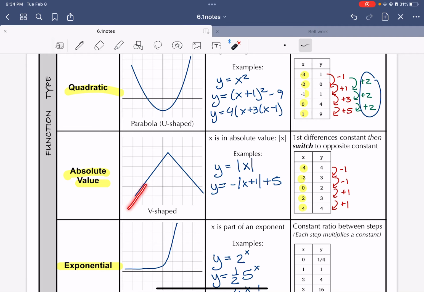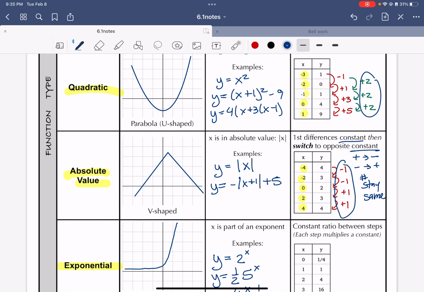And so that's what's going to happen with our absolute value. It's going to be constant one way, and then all of a sudden switch and be the same constant going the other direction. So that's how you know it's absolute value. You're going to have the same number both times, but it's going to switch from positive to negative, or start off negative and then go to positive. But the number will stay the same.